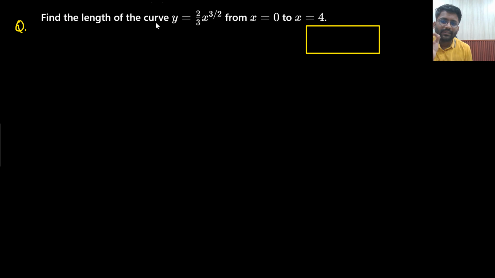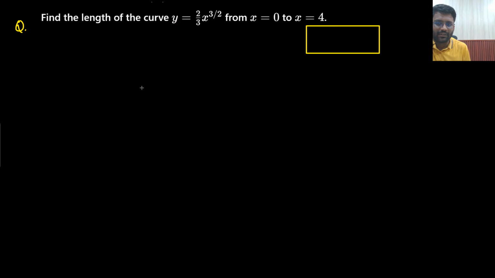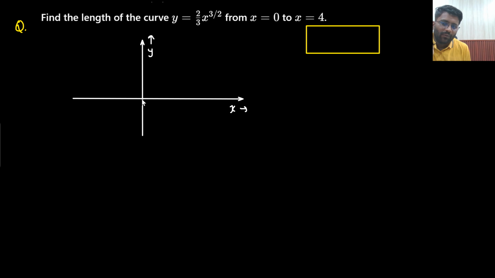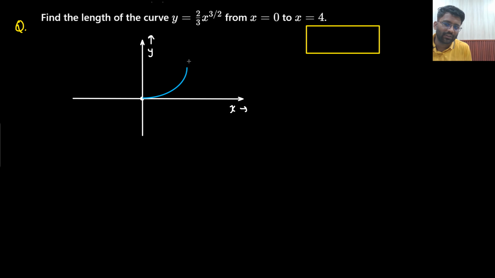Okay, this is the question that is given. Find the length of the curve from x equals to 0 to x equals to 4. What you need to do? You need to draw the graph first. Sir, I don't know the nature of the graph. No need to worry. At x equals to 0, you will get y equals to 0. At x equals to infinity, you will get infinity only. So the nature of the graph would be somewhat like this. Even if you don't know the nature of the graph, there is no need to worry.